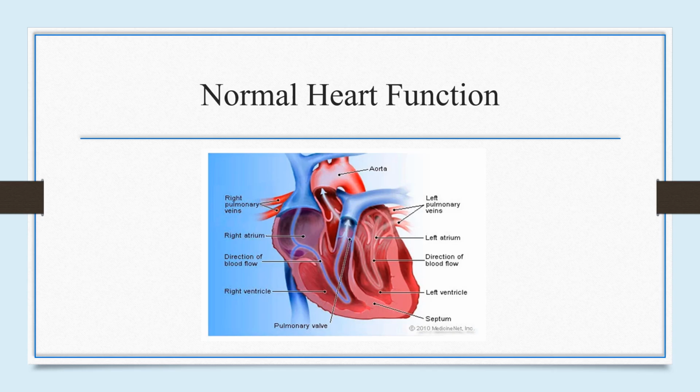These veins carry the oxygenated blood from the lungs into the left atrium. The blood moves from the left atrium into the left ventricle during diastole, and during systole, when the heart is contracting, the heart squeezes the blood from the left ventricle into the aorta. The aorta then sends the oxygenated blood throughout the rest of the body.